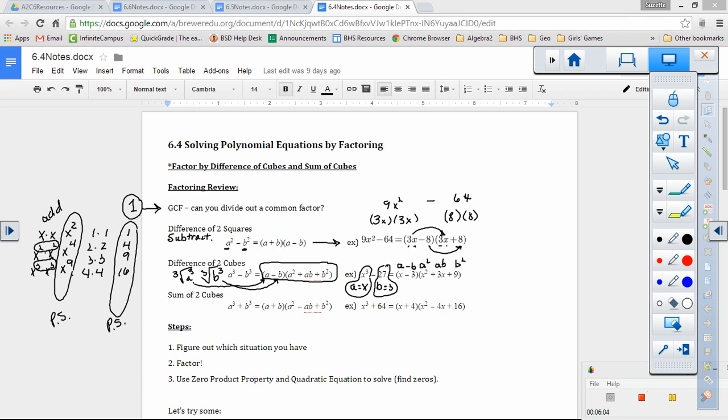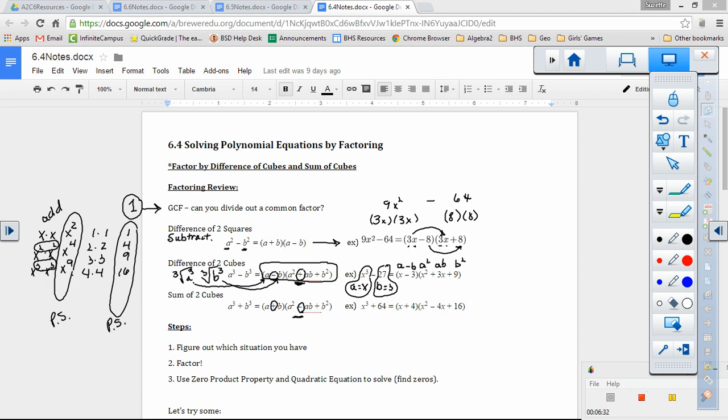Same thing with sum of 2 cubes, it's just that the signs are different. The first one was a difference, the second one is a sum, and also pay attention to the signs here. They are the opposite of what you're starting with. So if you have a subtraction here, it's an addition here, and if it's an addition here, it's a subtraction here. Okay, the last term is always plus b squared. So the signs for the first two things are opposite each other. Just be careful about that.